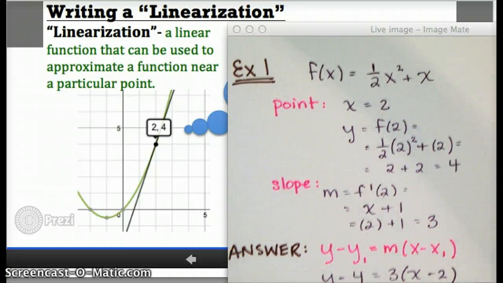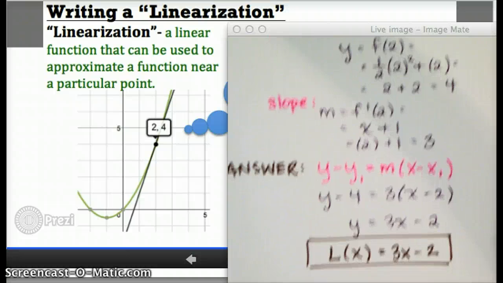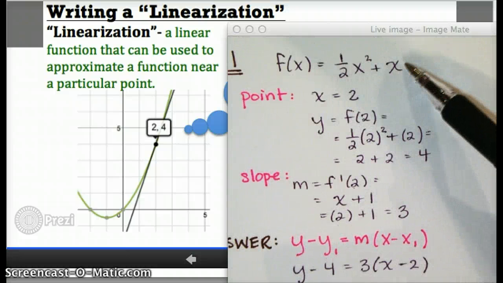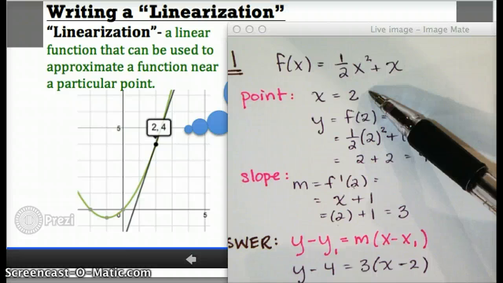And think about that language really carefully. You might want to put that in your notes. That's how we talk about it. This function is the linearization of f of x equals 1/2 x squared plus x near x equals 2.